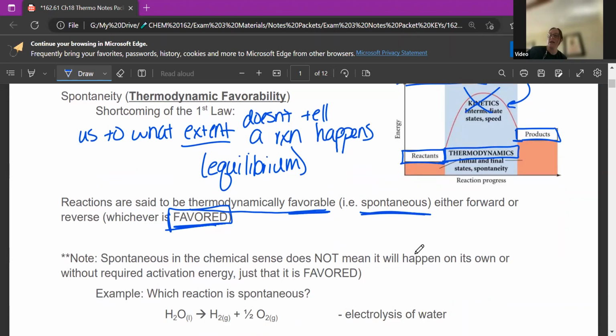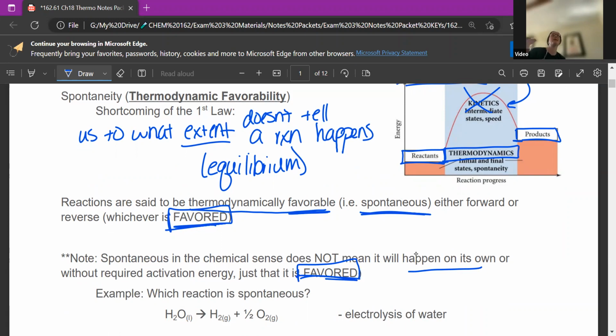Spontaneous in the chemical sense does not mean that it will happen on its own or without activation energy. Activation energy is still a thing. You can be favored, but need activation energy. Okay, so we are focused on the term "favored." That's what spontaneous means in chemistry.